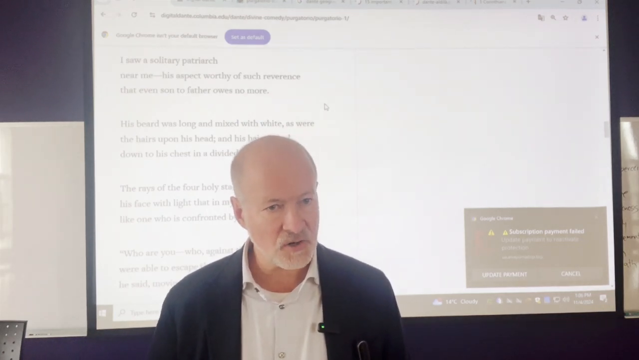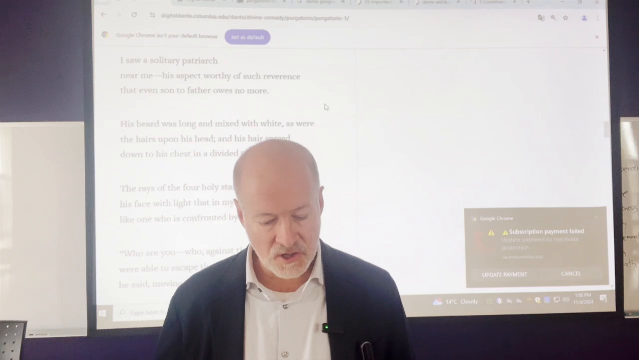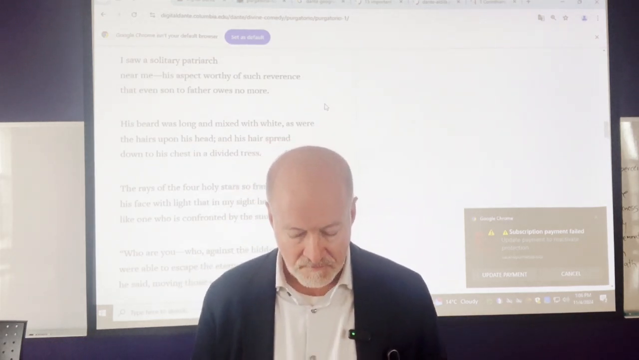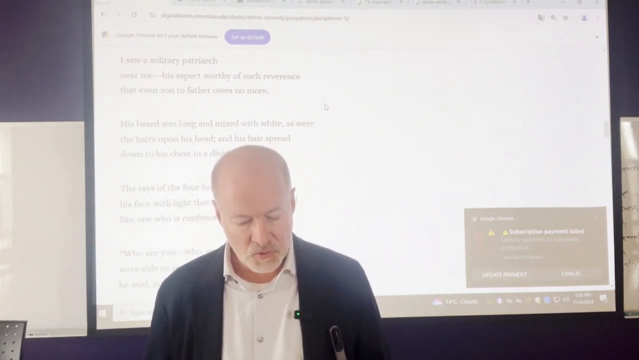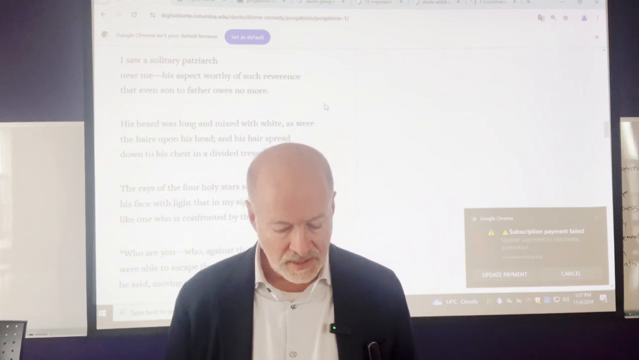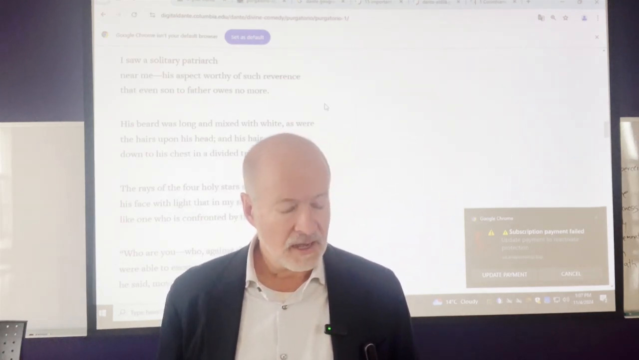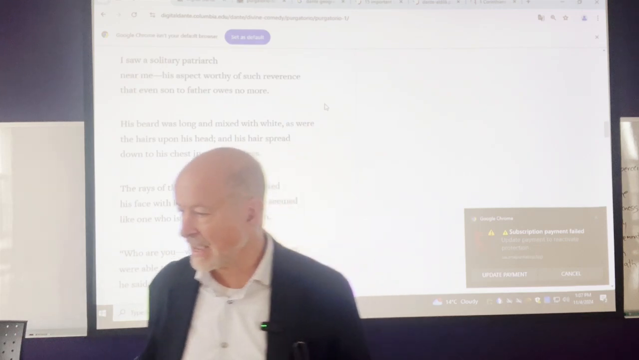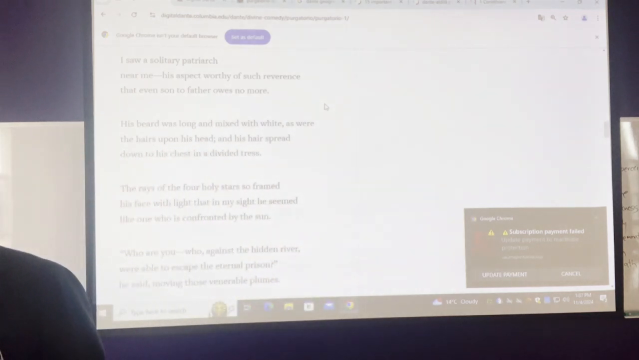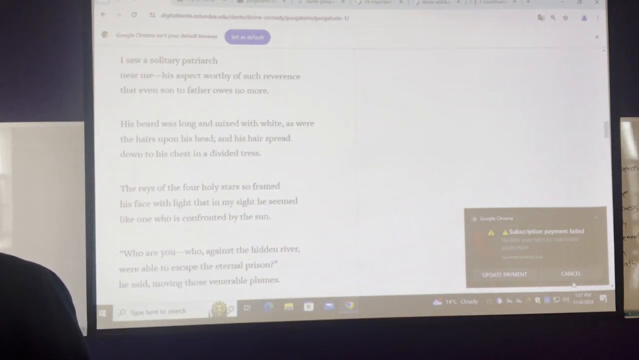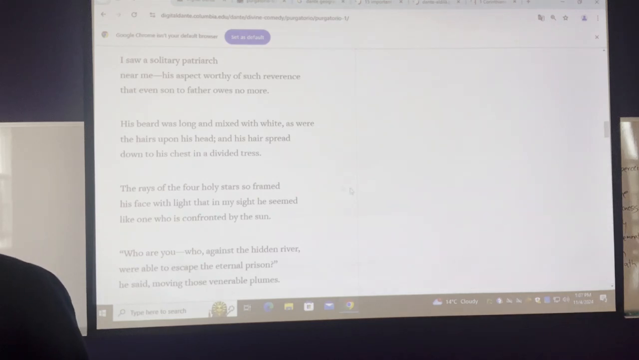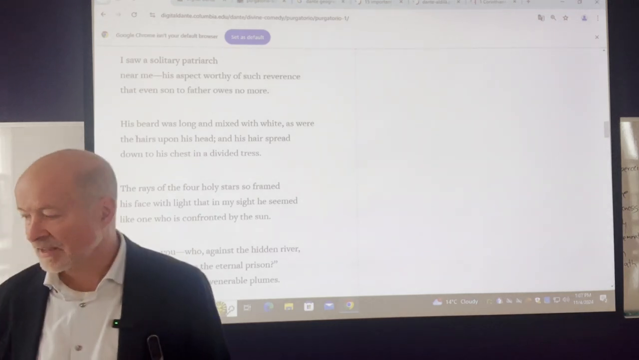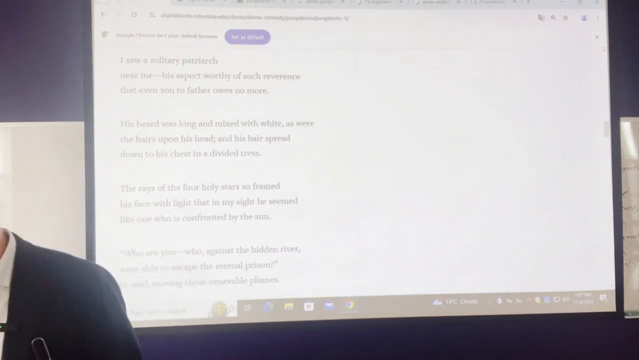Now, again, he's not a Christian, so he doesn't understand the theological virtues, but he understands enough to guide Dante in his ascent of Mount Purgatory, and he has light on his face. Note that he saw a solitary patriarch. Again, don't think of this in terms of biblical, but rather in terms of a father of justice.